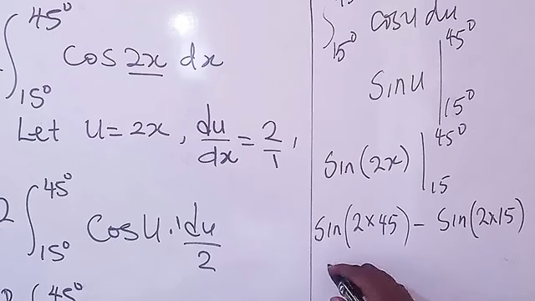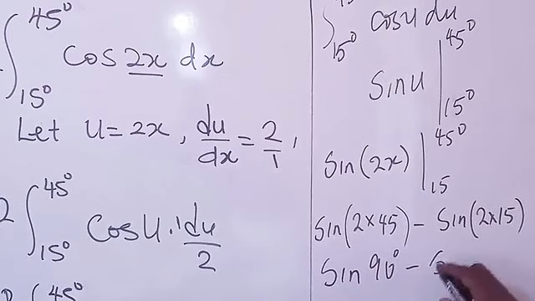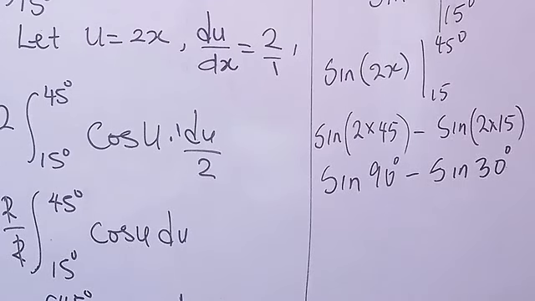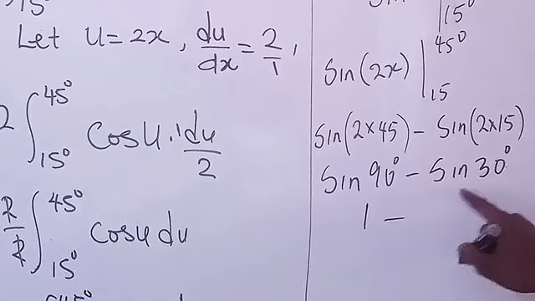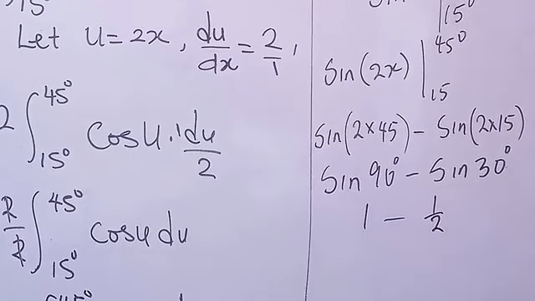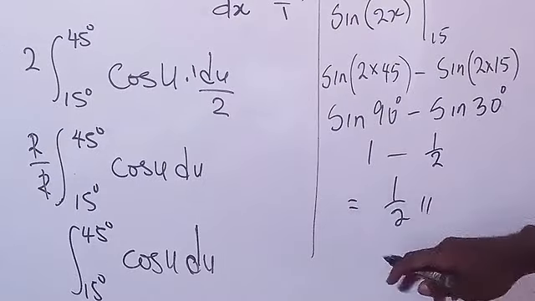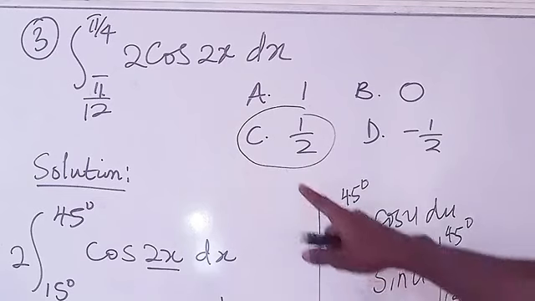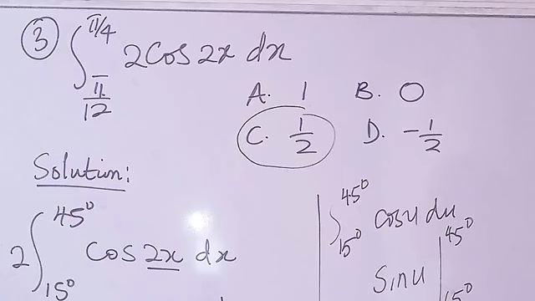All right, so sine 2 times 45 will be sine 90 degrees, minus sine 30 degrees. Now pressing your calculator, sine 90 degrees gives us 1, minus sine 30, which gives us 1 over 2. So 1 minus 1 over 2, when you remove half from 1, you're still going to have half. So that is what is happening here. So option C is the correct answer.